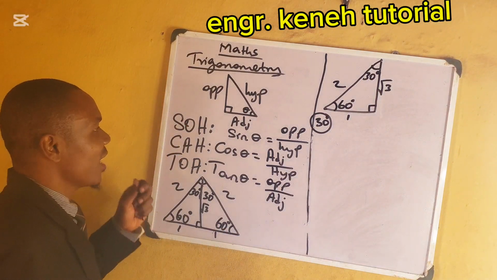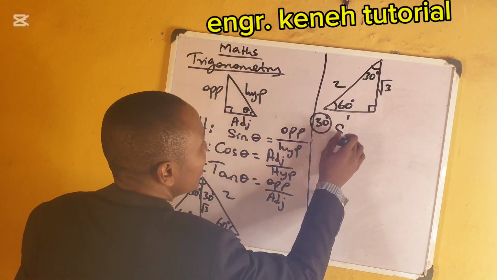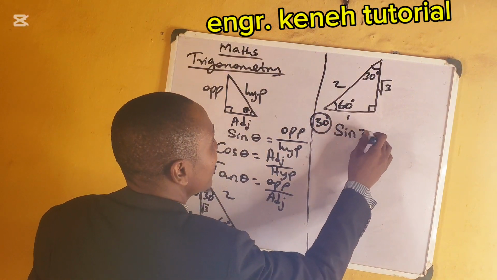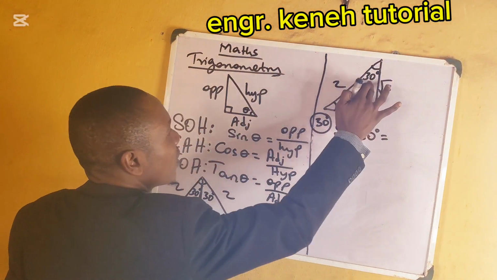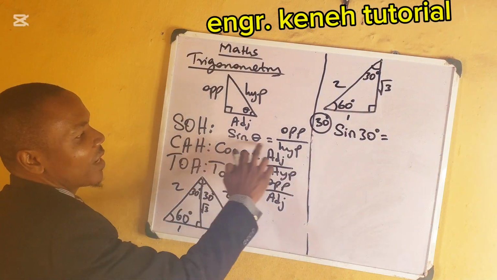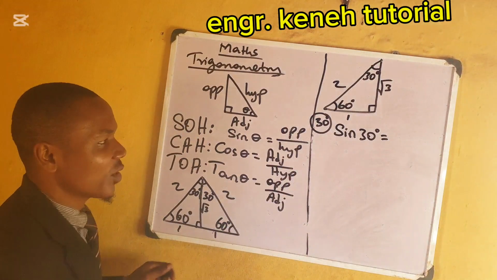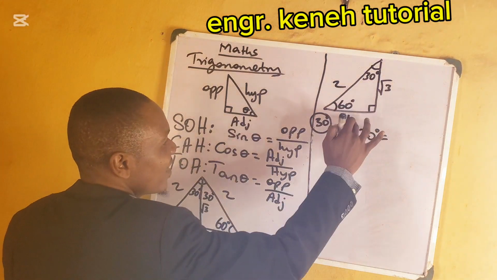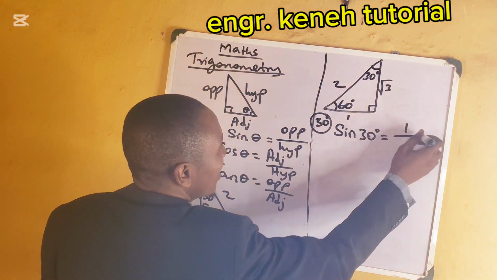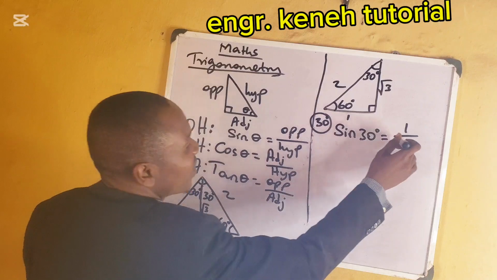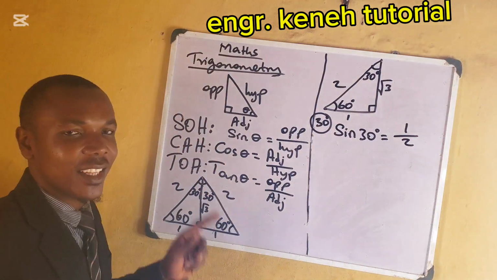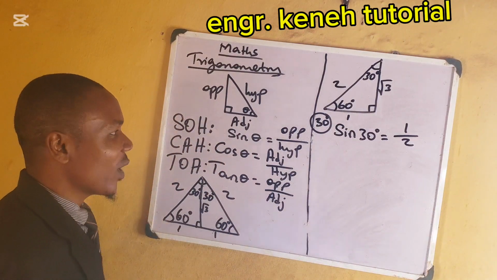So let us consider sine 30 degrees. We have sine 30 degrees like this. So sine, as we have here, means opposite over hypotenuse. Can you see it? Opposite over hypotenuse. So what is the opposite of 30 degrees? It is 1. So we have 1 here. What is the hypotenuse? We have it to be 2. So it simply means that sine 30 degrees is equal to 1 over 2.